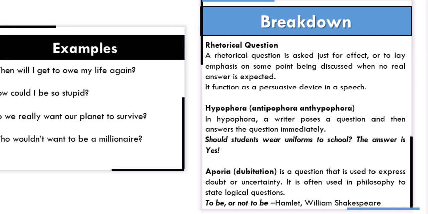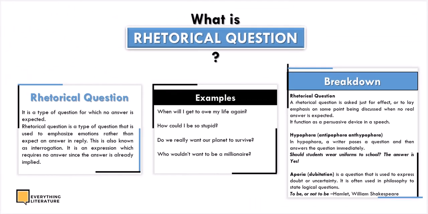Okay, then we have another one called aporia. Aporia is a question that is used to express doubt or uncertainty. It's often used in philosophy to state logical questions. For instance, in William Shakespeare's Hamlet, we have "To be or not to be, that's the question." So that's more or less like expressing a kind of uncertainty or doubt, but it's a philosophical inquiry.